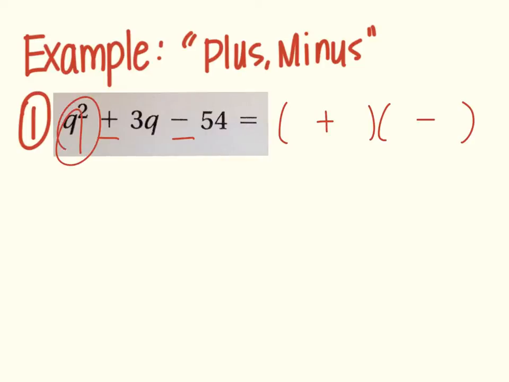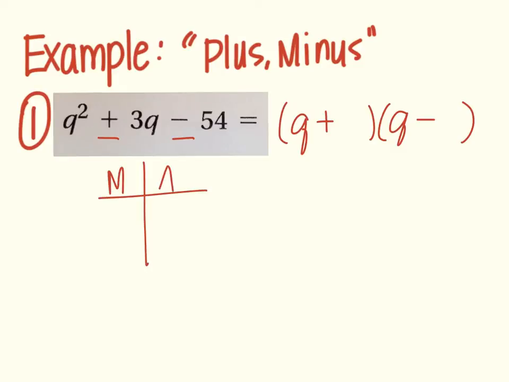So, since the first term is q squared, you're going to put q in the front of the parentheses. Then you're going to ask yourself, what number multiplies to give you 54 but adds to give you 3? So if we do our little table, multiply and add, we can multiply some numbers and get 54, like 9 and 6.